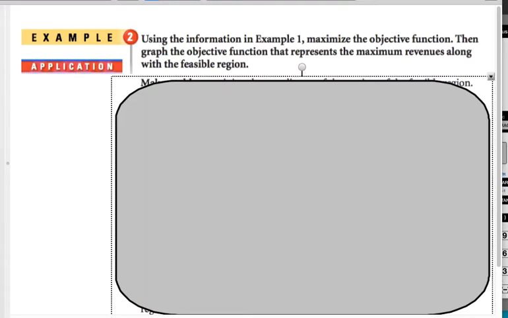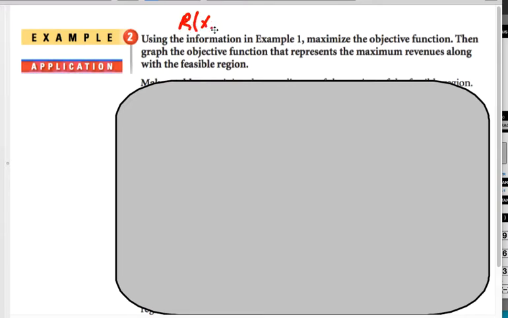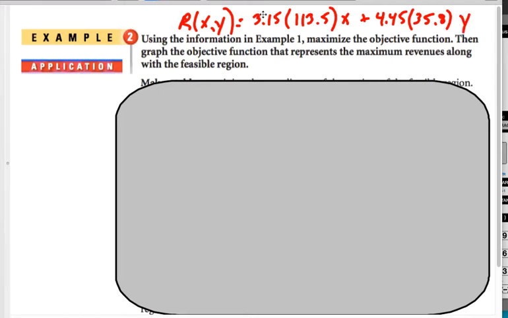So let's go ahead and look at E2. Using the information in example 1, we're going to maximize the objective function. Now, a reminder, our objective function, our r of x, y, was 3.15 times 113.5, and again, if you wanted to clean that up, you could, x, plus 4.45 times 35.8. I'm double checking, yep, 35.8. Sometimes I put the decimal in the wrong spot, y. Okay, so that's our objective function, and we want to maximize that function.